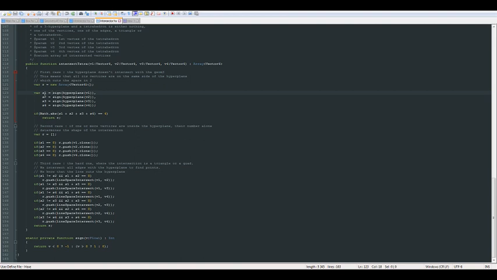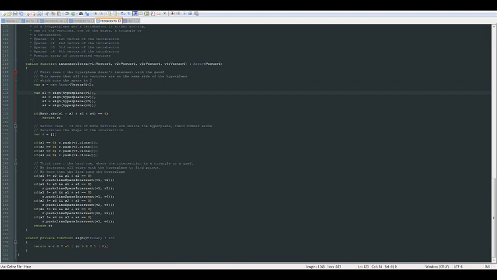So S1, S2, S3, S4 are going to be the signs of the hyperplane function, the Cartesian equation, applied to all four vertices of the tetrahedron. If you remember what I said a second ago, if hyperplane of V1 is zero, it means that V1 is inside the hyperplane. If it is positive, V1 is above. And if it is negative, V1 is below.